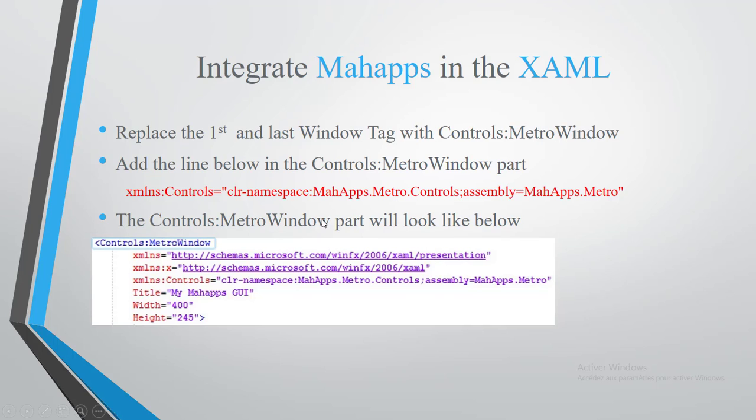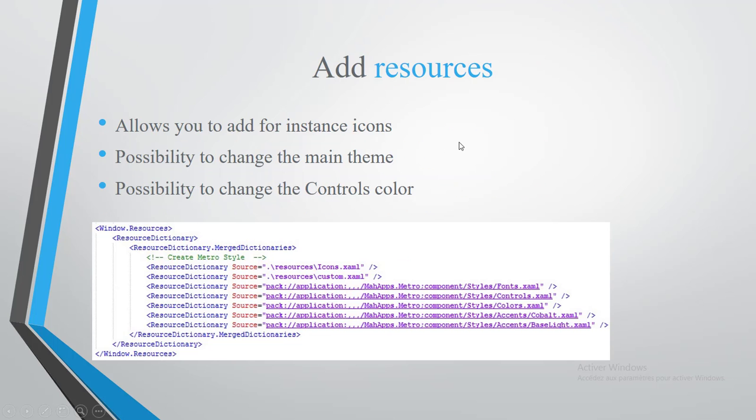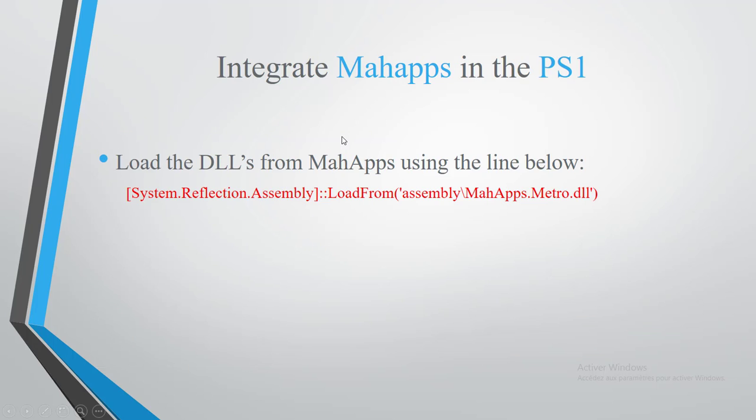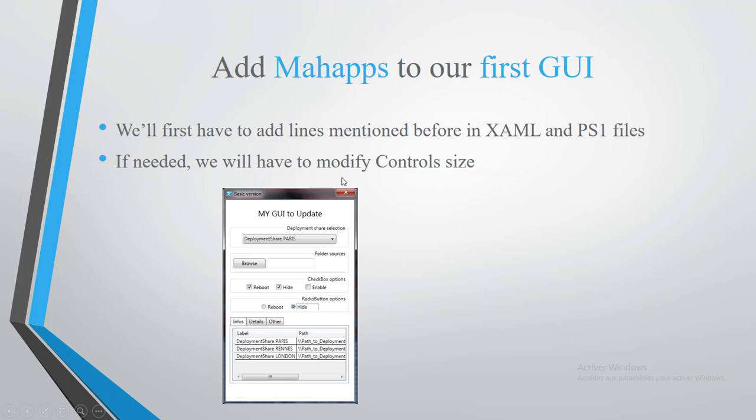How to integrate MahApps in your XAML file? Replace the first and last window tag by the Controls MetroWindow and add the line below in the MetroWindow part. You have to also add resources below this part, to add, for instance, icons, to change the main theme of the GUI or the control colors of the GUI. To integrate MahApps in your PS1 file, just add this line in your PS1 file.